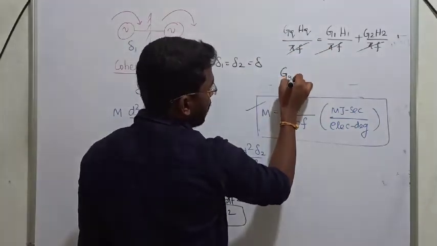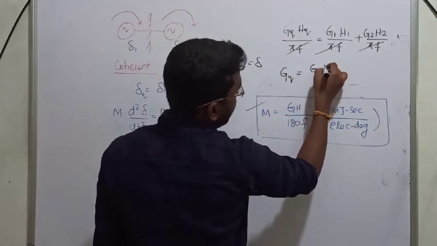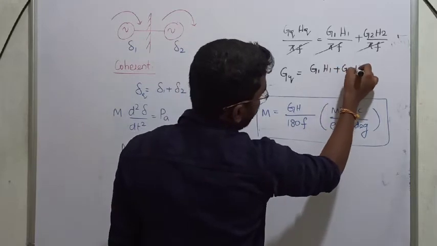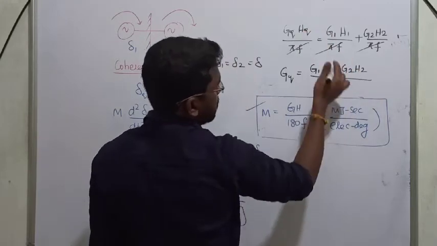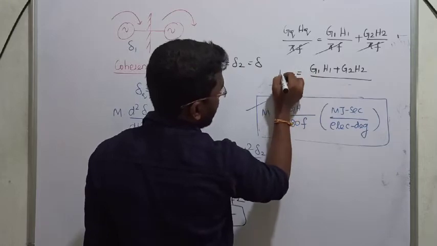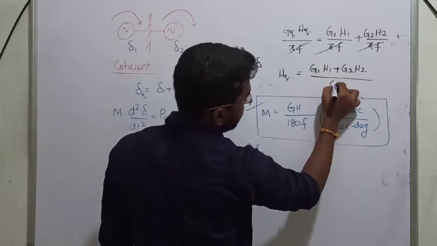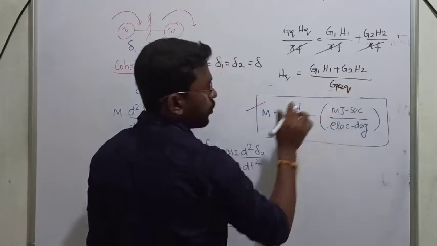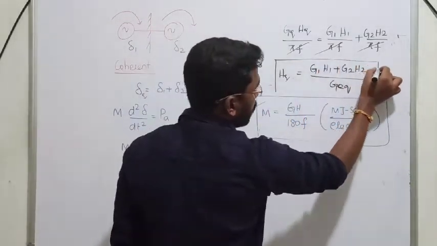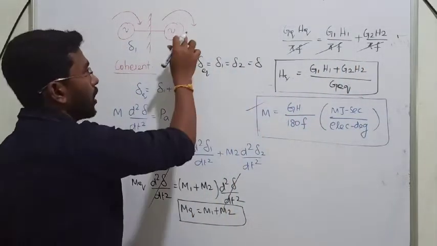Finally, I can say the value of g equivalent h equivalent is going to be g1 h1 plus g2 h2 divided by the common base. The common base MVA rating will be given to you, right? Actually, I will need h equivalent here. Now with the help of this you can find out the overall h equivalent for your coherent operation.